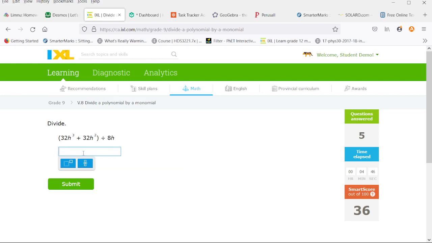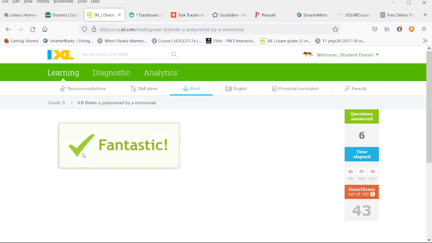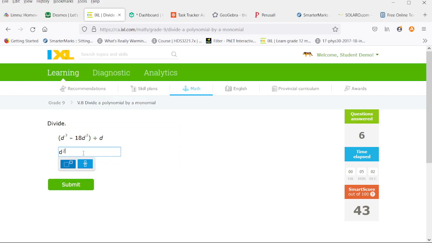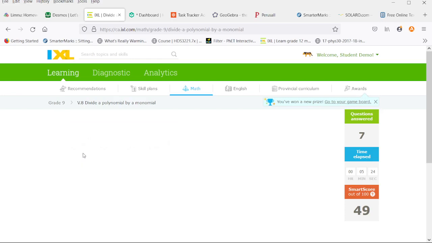So we have to also divide our coefficients by that 8. So 32 divided by 8 is 4, so we'll have a 4h squared plus 4h. We'll have a d squared minus 18d. We have a negative 2a squared. We've reduced it by 1a and divided our negative 8 by 4. We divide 20 by 4, we get 5. And of course, a squared over a is a.